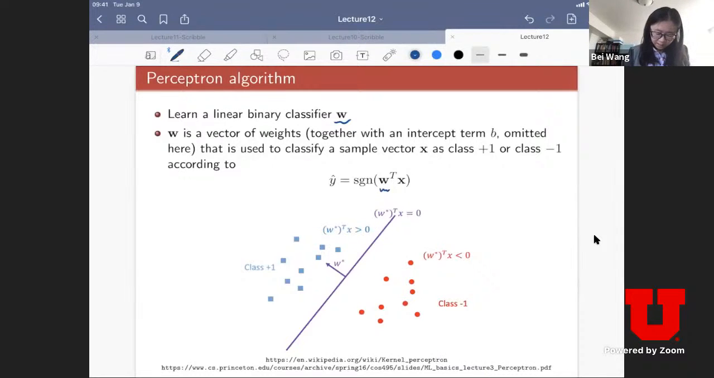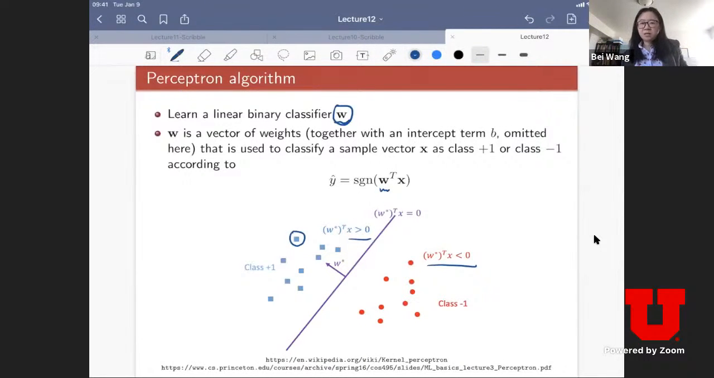Remember, W is basically the normal direction of my hyperplane. If I take the normal direction of the hyperplane and any point to the left of it, this normal direction transpose times the point is bigger than 0, and below it is less than 0. So this is how the classification works. It's by looking at the inner product of my normal direction, which describes my hyperplane, with the points on both sides.